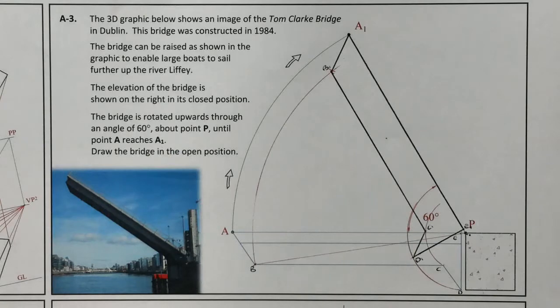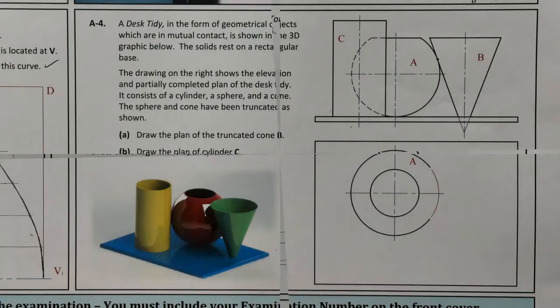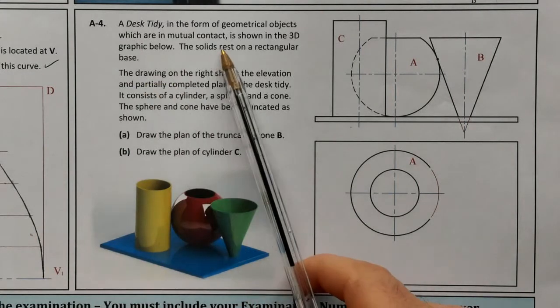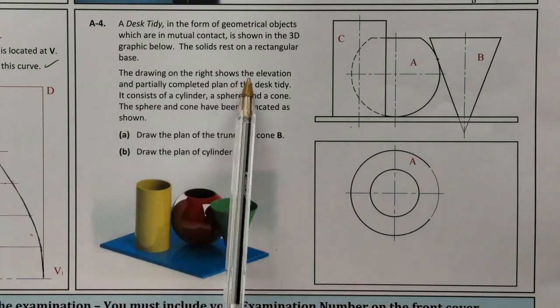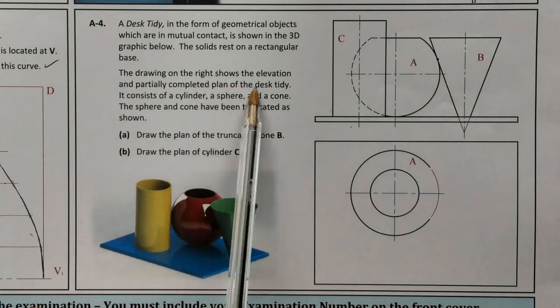What we're going to move on to now is question A4 at the bottom of the page. It says, a desk tidy in the form of geometrical objects which are in mutual contact is shown in the 3D graphic below. The solids rest on a rectangular base. The drawing on the right shows the elevation and partially completed plan of the desk tidy.